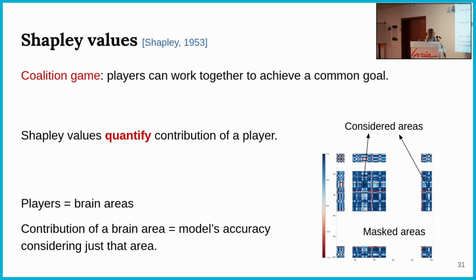This technique is also used in explainable AI to understand which features contribute the most to a decision of a model. In our case, our players were the brain areas, and the contribution of a brain area is the performance of the model considering just that area. In order to select some areas within our data, we mask them by setting to 0 the row and column corresponding to that region.